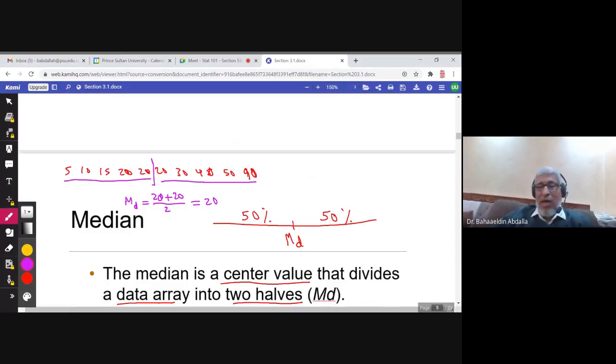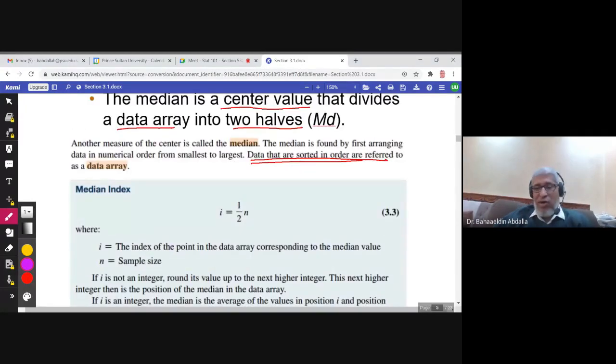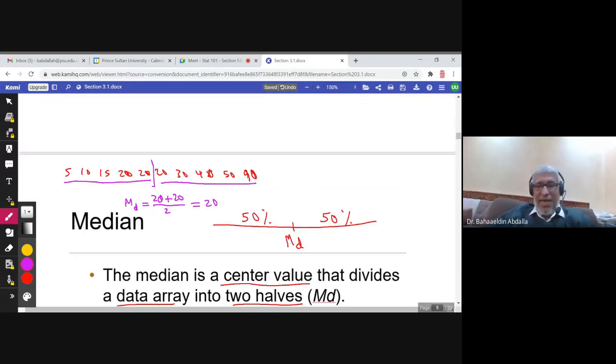If you have a large number of data points, how can you find the median? Okay, so you need what we call a median index. What is the median index? It is n over 2. So I is actually n over 2. So here, for this data, the median index is I equals n over 2, 10 over 2, so it is 5. The median index is 5.